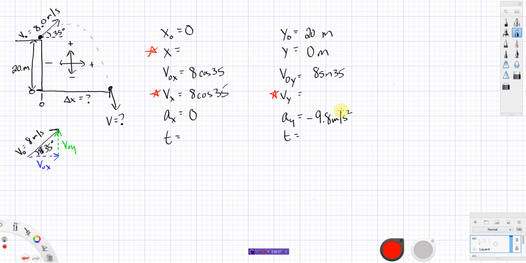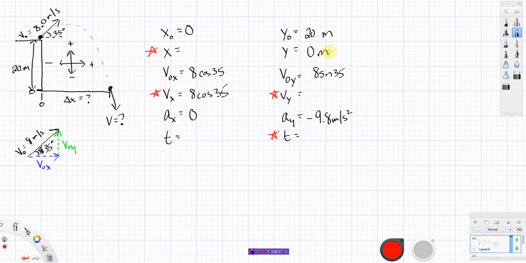Now, which set of data do I want to look at? Usually you want to look at the data where the end of the problem is being designated, which dimension is designating the end of the problem. So the end of this problem is when this thing hits the ground. That is a vertical position. So I'm going to look at my vertical stuff. I want time. It's not my final answer, but it's an intermediate answer.